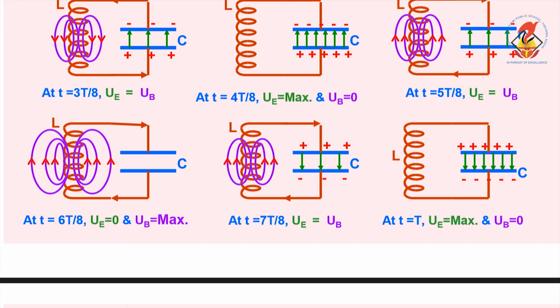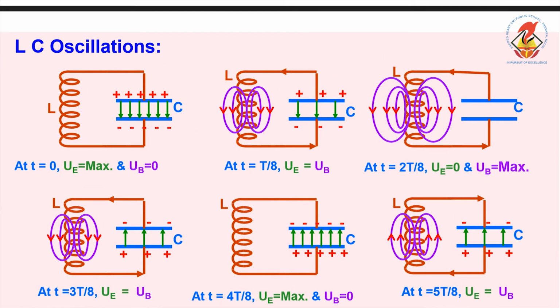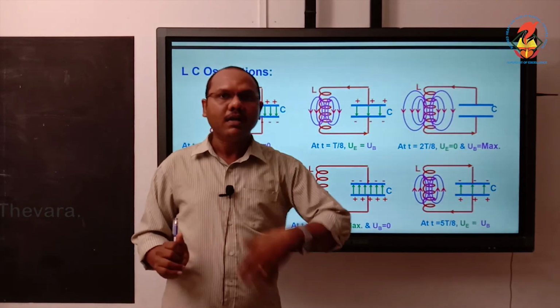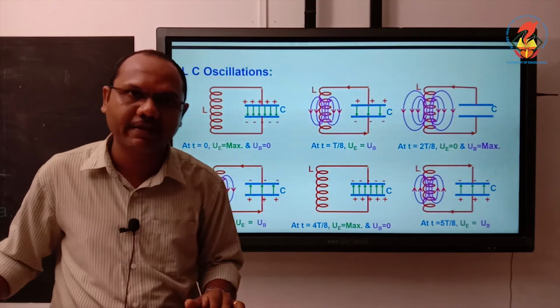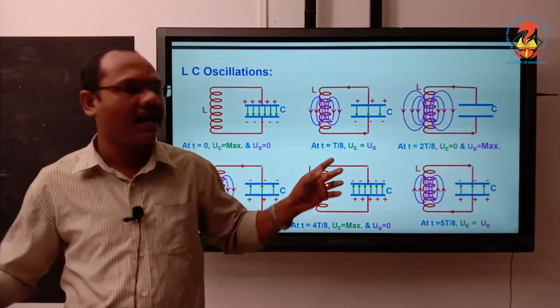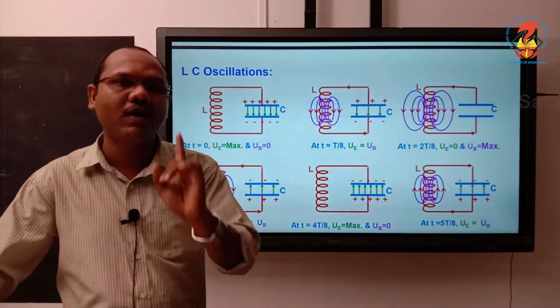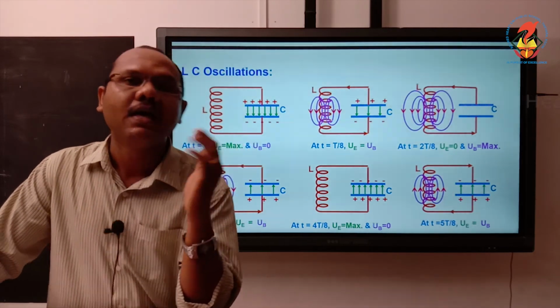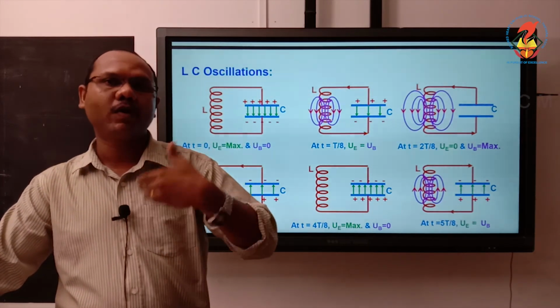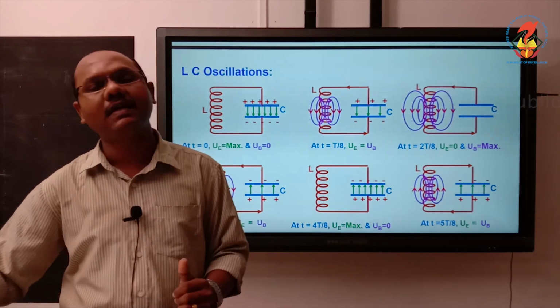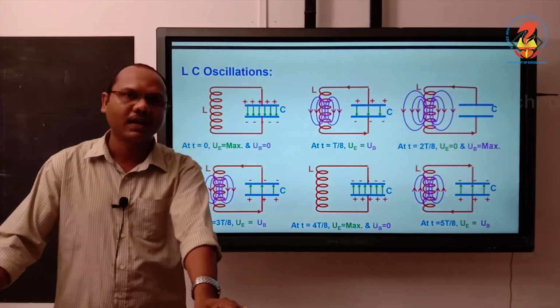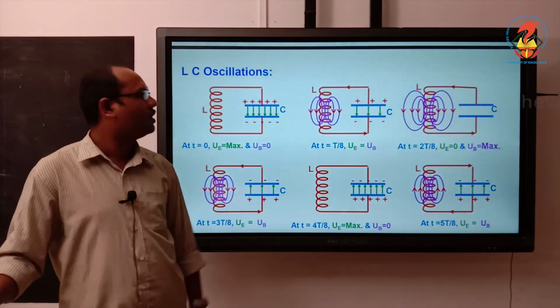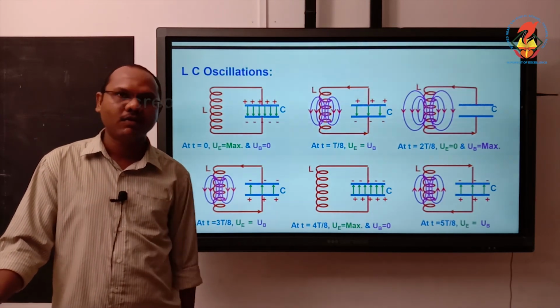That means the last figure is same as that of the first figure. Look here. Last figure is same as that of the first figure. That means the system has come to the initial state. Now the system will run like this continuously. So this is called one time period and one oscillation has taken place. Like that, many oscillations will take place and you will be getting alternating current. So this is how an LC oscillator works.